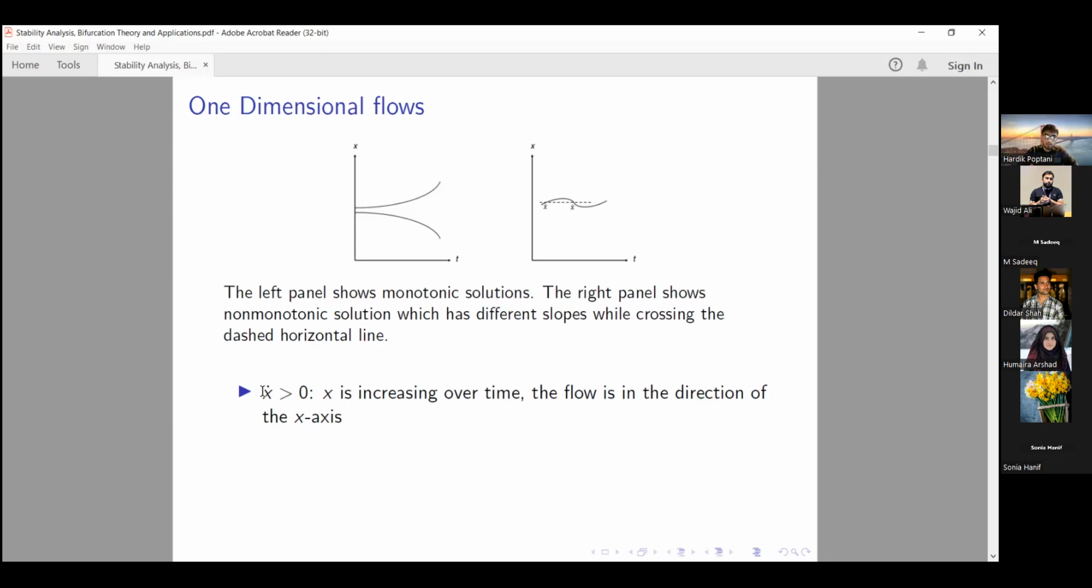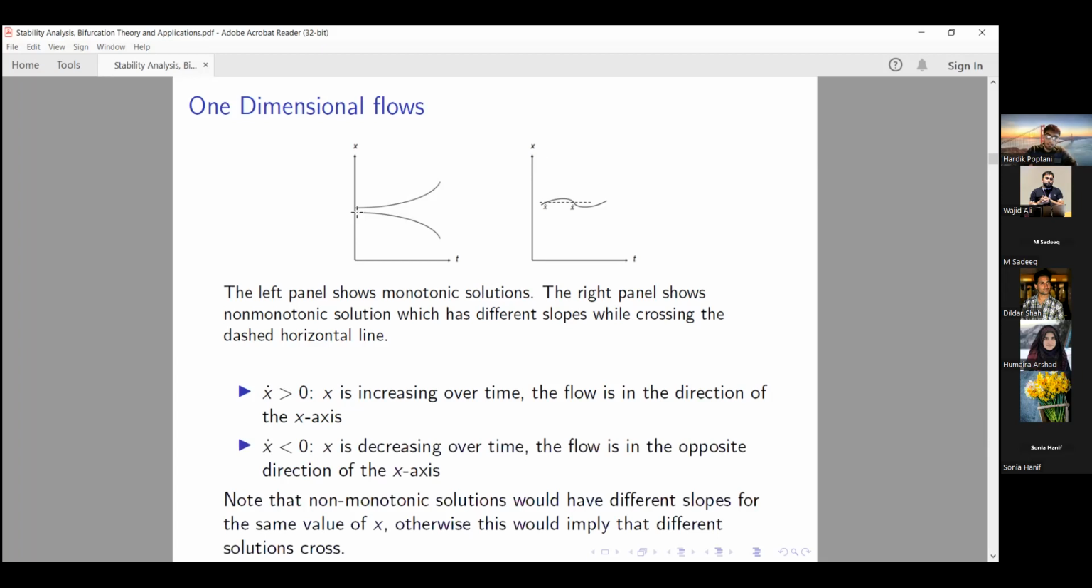So yes, like what you see here, when x dot is greater than 0, x is increasing and it's flowing in the direction of the x-axis. And when it's less than 0, like here, it's going away. And of course, non-monotonic solutions go up and down, therefore they have different slopes for the same value of x. This means that if solutions exist, you have two solutions that cross, which is obviously not true because they have to be unique.